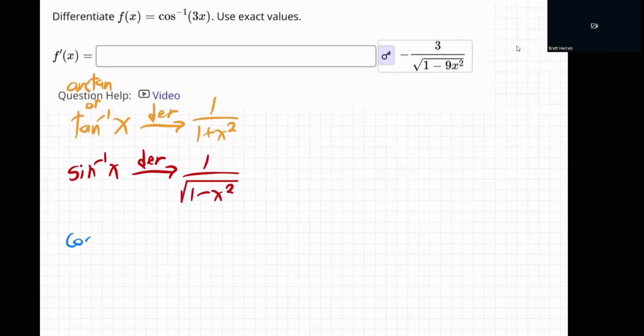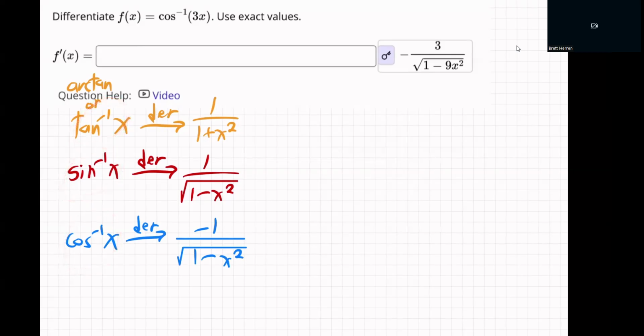And then the derivative of inverse cosine is negative 1 over the square root of 1 minus x squared. So there they are. There are the three derivative rules for inverse trig functions: inverse tangent, inverse sine, inverse cosine.